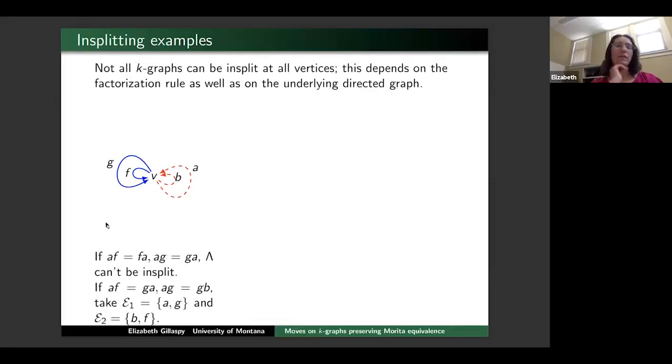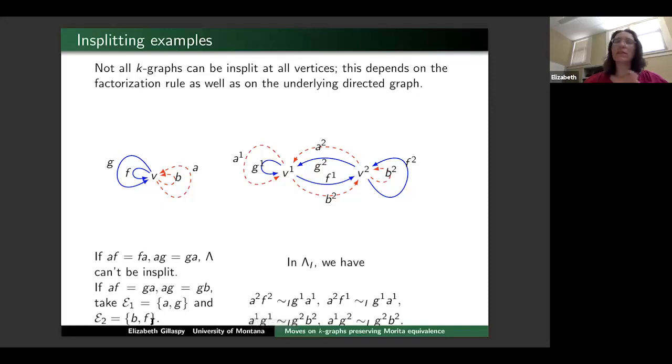On the other hand, if we say that AF equals GA and AG equals GB, then the front edges in that are A and G and A and G. So we can take E1 to be the set A and G, and it turns out that, no matter what choice you make for the other two blue-red paths that I haven't talked about, we'll be able to take E2 being the set B and F. And so then if we insplit, what's going to happen? This is a bit of a messy example because we've got all these loops at the one vertex.